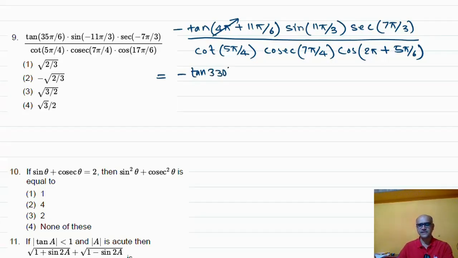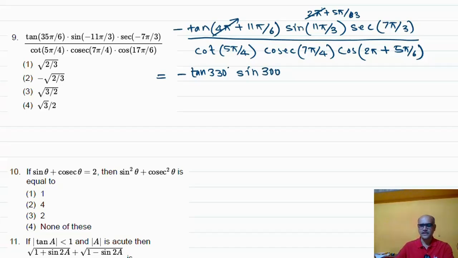Pi by 3 is 60. So 60 into 11 is 660. Or here also I could have done 11 pi by 3, 3 2s are 6, so 2 pi plus 5 pi by 3 can be written. Sorry, pi by 3. 3 2s are 6, 6 5 11. So 2 pi goes, so 5 pi by 3 remains. Sin pi by 3 is 60, 6 5s are 30, means sin 300.